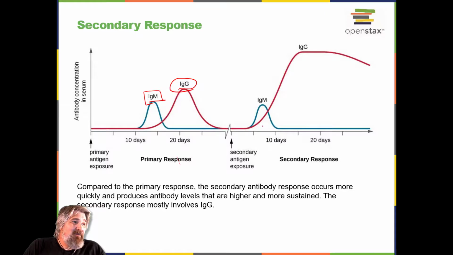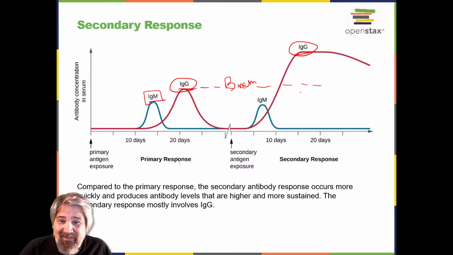So say you've recovered and you encounter it again. Now this secondary level, because of those memory cells, remember our B memory cells, they're able to start differentiating into plasma cells rapidly because you already have a population of them. And they start secreting, pumping out tons more. This isn't supposed to be to scale. Anyway, the secondary response occurs a lot faster, and higher levels of antibodies are more sustained. And that's mostly IgG.